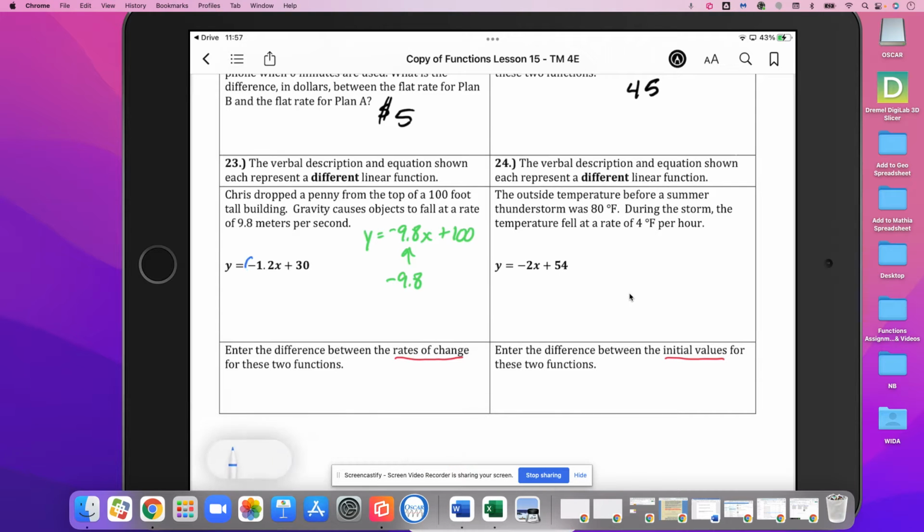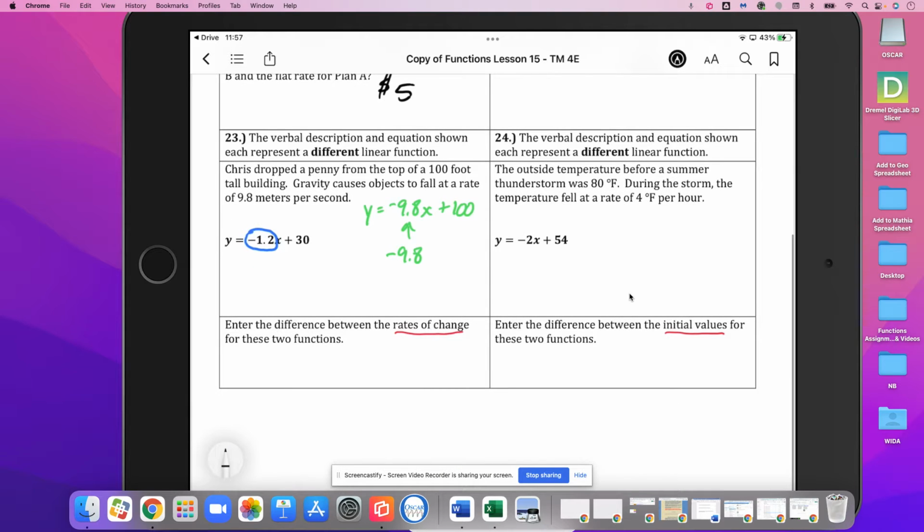On the equation, our rate of change is negative 1.2. And so the difference between them, again, a number line is helpful. So is a calculator. These are both going to be on the same side of 0. And so to figure out how far apart they are, I have to subtract because they're on the same side of 0. So 9.8 minus 1.2 is going to be 8.6. Okay. And so a simple way to think about these is if it's on the same side of 0, we subtract. If they're on the opposite side of 0, to get the distance between them, we need to add.